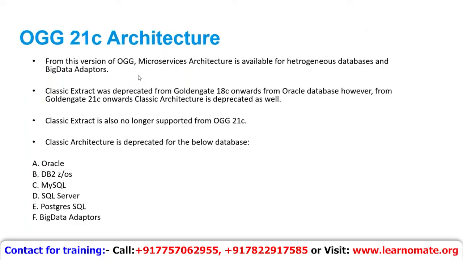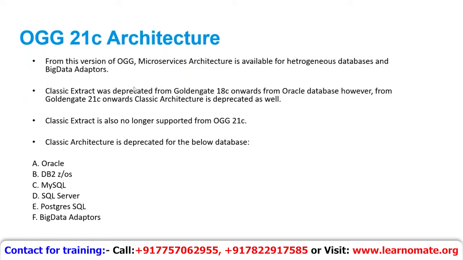From the 21C version of Oracle GoldenGate, microservices architecture is available for heterogeneous databases and big data adapters. Now, classic extract was deprecated from GoldenGate 18C. If you remember, there are two types of extract, integrated and classic. So classic extract was deprecated from 18C, which means no new feature was introduced for classic extract from 18C.